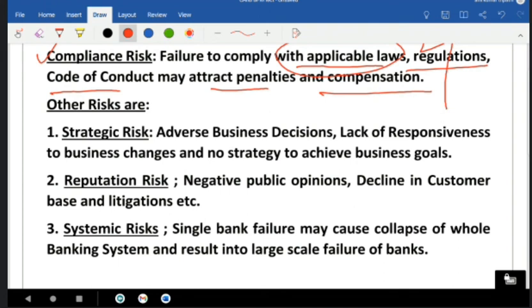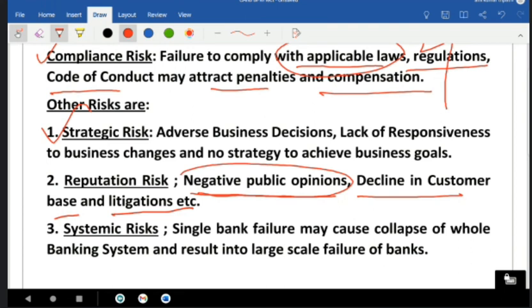Okay, so reputation risk is also there: negative public opinion, decline in customer base, and litigations, है ना? Sometimes what happens, negative public opinion is there, है ना? If you are not handling customers properly, then customers will talk in a negative sense. Every day you cannot say, okay, I will not print the passbook, come tomorrow. This gives a negative opinion to the customer. Okay, and litigations also, court cases or litigations also give negative publicity.